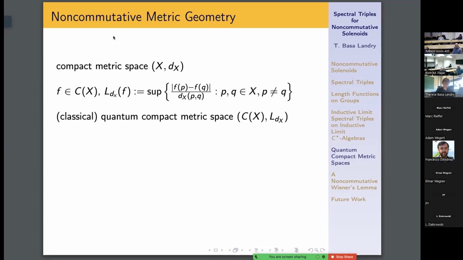Non-commutative geometry via quantum compact metric spaces can be viewed as a kind of non-commutative metric geometry, because from every compact metric space we can define a quantum compact metric space. For our unital C-star algebra, take C(X), and for the seminorm, take the Lipschitz seminorm with respect to the metric of the compact metric space. Then this pairing satisfies all the conditions for a quantum compact metric space. So the prototype is the compact metric spaces.